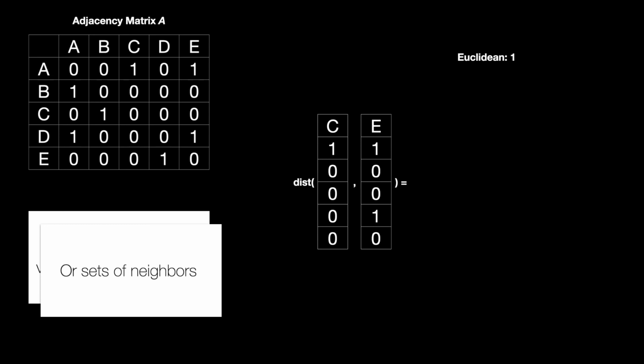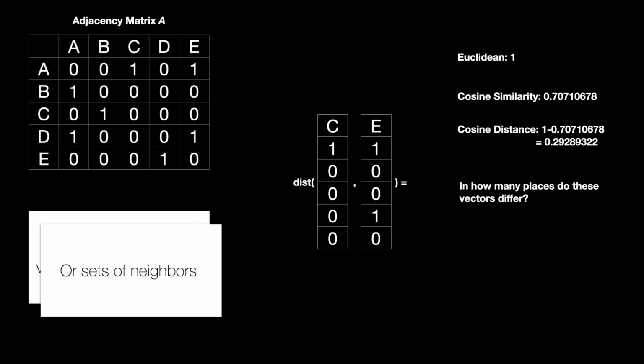Euclidean distance is 1. Cosine similarity is 0.7. That's actually pretty high. So we take 1 minus that, and we see cosine distance is about 0.29, or about 0.3. So this is quite a different kind of metric. But maybe we want to ask a different question. How many places do these vectors differ? That might be another way you might think of distance.